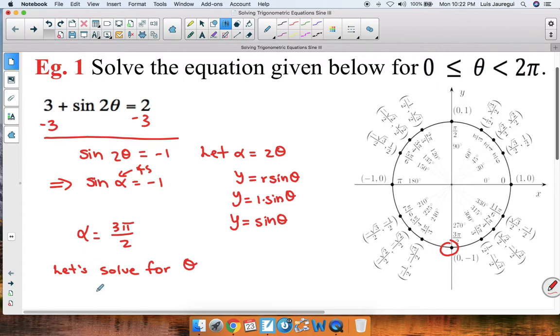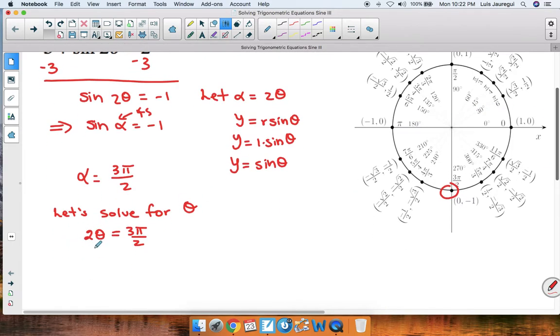Since we know that alpha is equal to 2 theta, we can say 2 theta is equal to 3 pi over 2. Now solving for theta requires us to divide by 2 on both sides. So let's divide by 2 on both sides of this equation, and we get that theta is equal to 3 pi over 4. So that's one of our solutions.